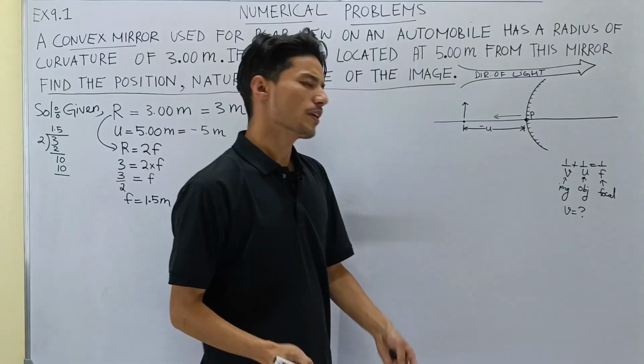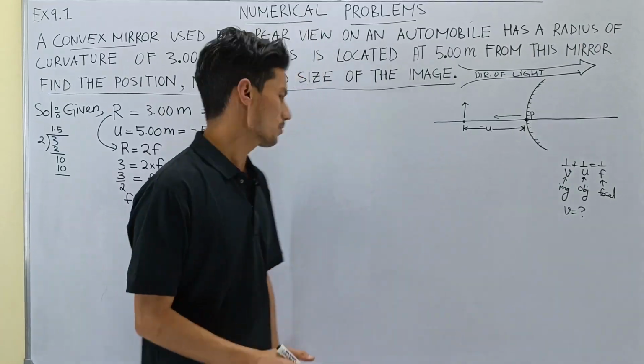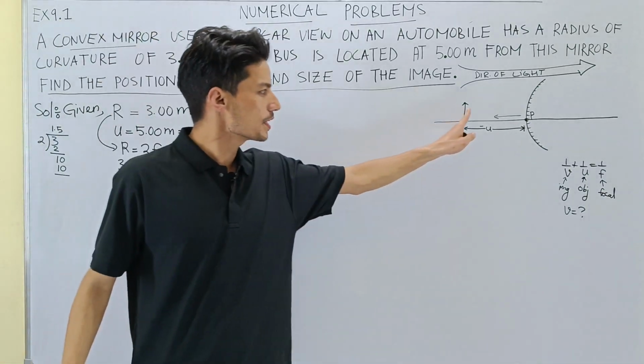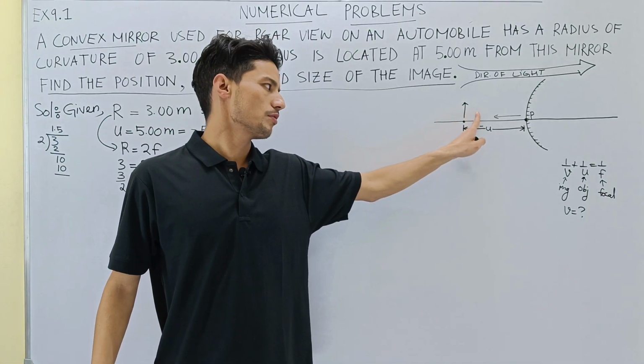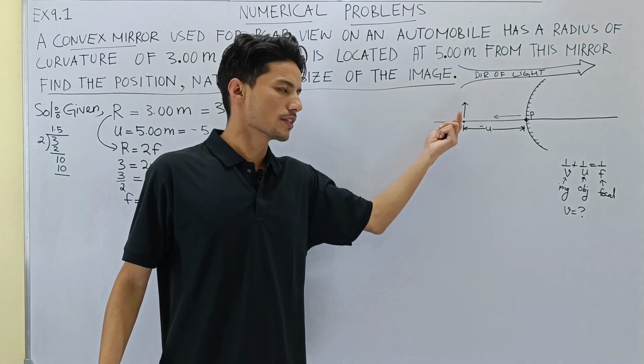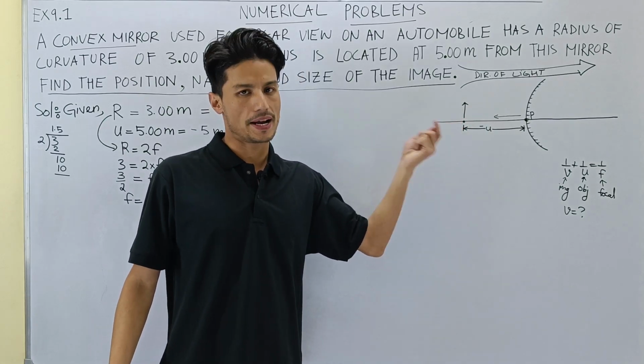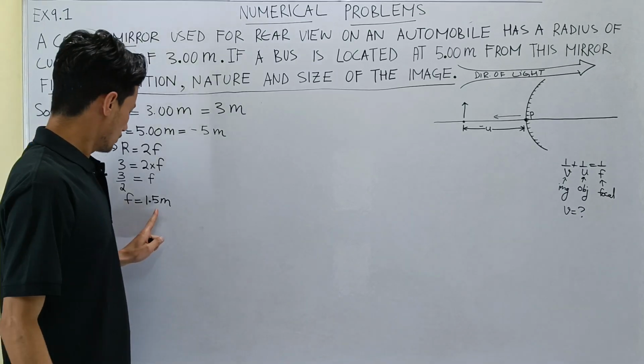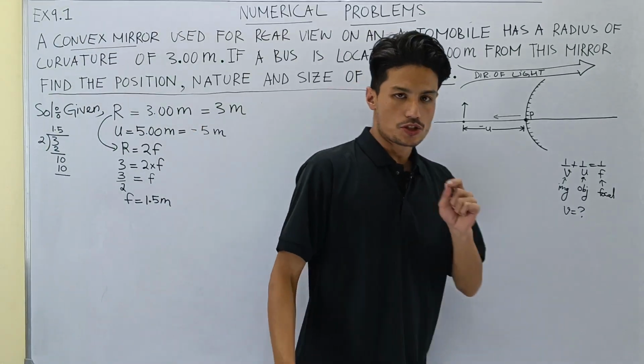So always minus, universally minus. You always have to write minus, because the object is always kept in front of the mirror. Every time you measure object distance, you will get minus. So minus 5. Then focal length. Now this is the tricky part.